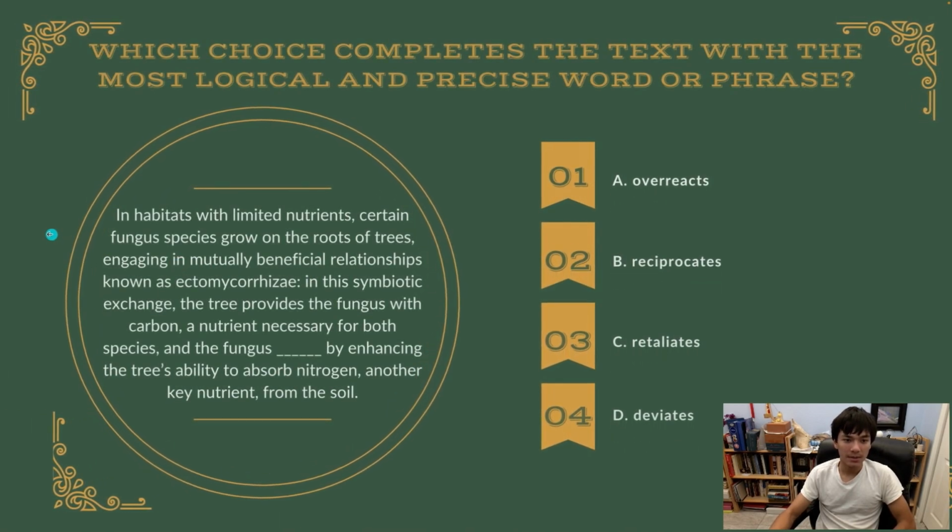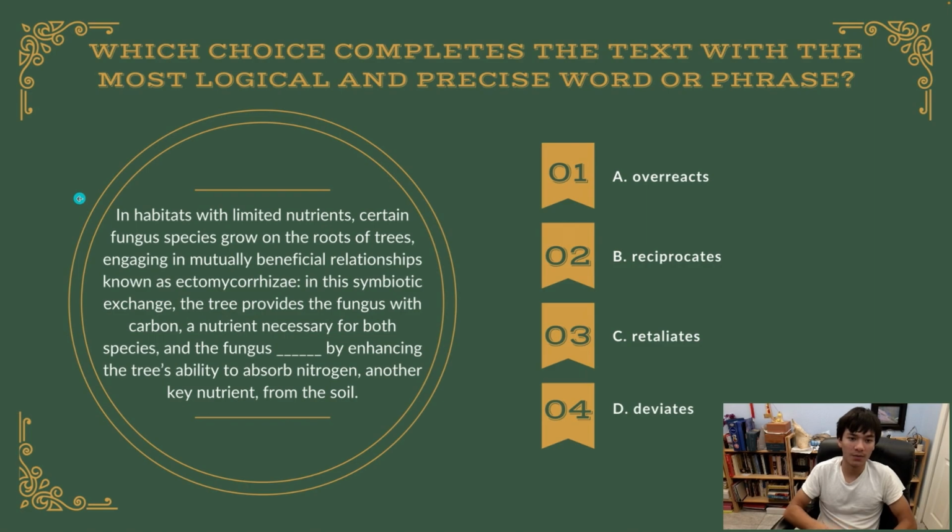In habitats with limited nutrients, certain fungus species grow on the roots of trees, engaging in mutually beneficial relationships known as ectomycorrhizae. In this symbiotic exchange, the tree provides the fungus with carbon and nutrients necessary for both species, and the fungus blank by enhancing the tree's ability to absorb nitrogen, another key nutrient from the soil.